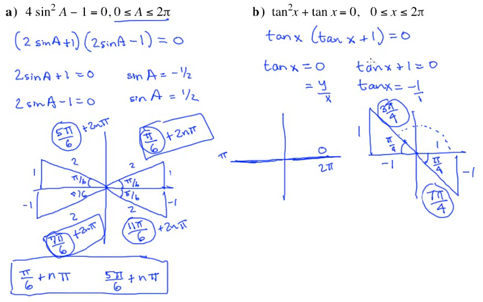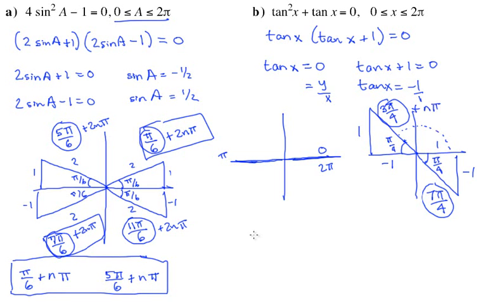If you want the general solution, what do you put here? Don't say 2n pi. For sine and cosine, it's 2n pi, but the period for the tangent function is actually just pi. So plus n pi is actually all it takes to get you the general solutions here.